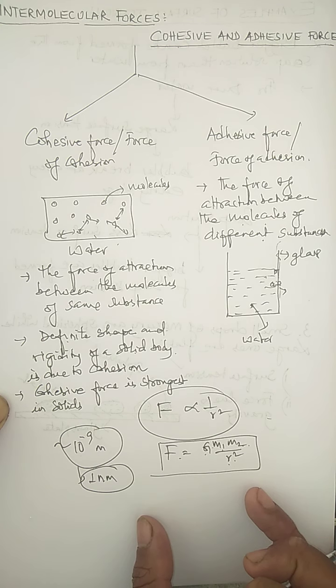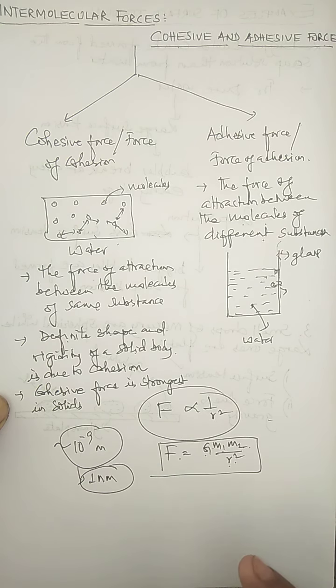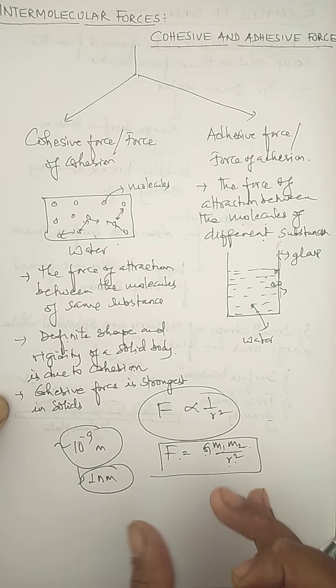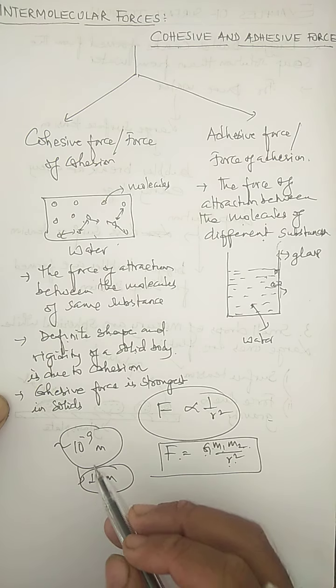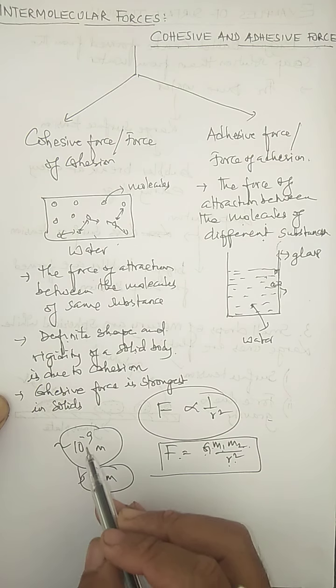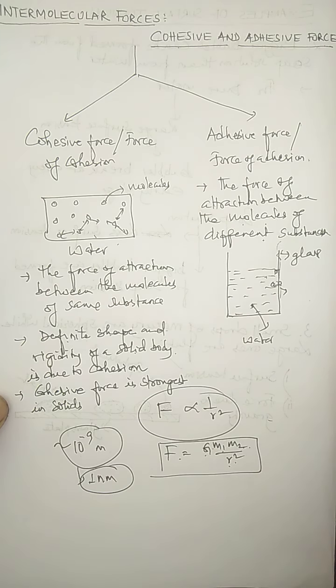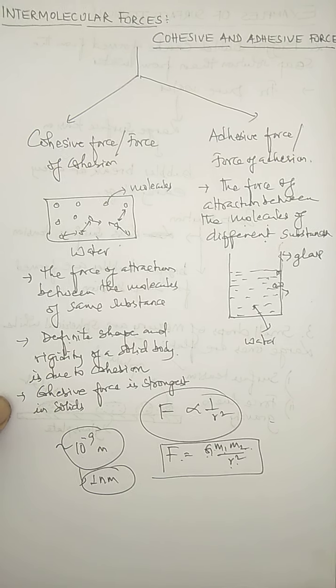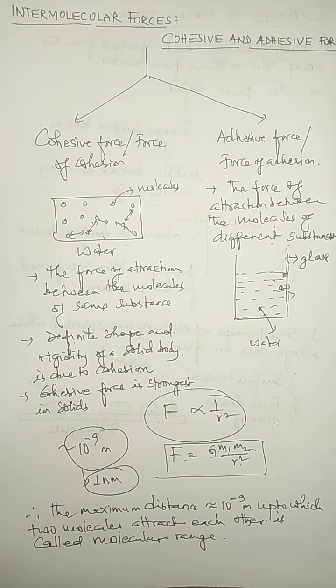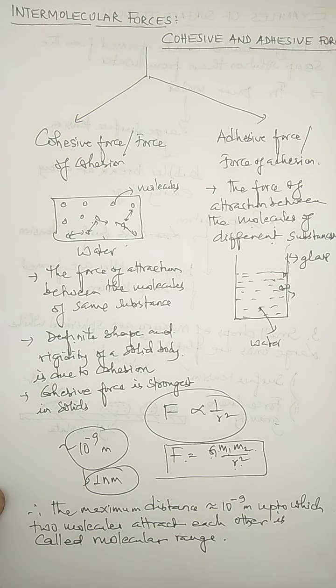As you know, when the molecules come closer within this range of distance, the distance decreases, meaning the force increases. But if the distance between the molecules is more than what? 10 to the minus 9 meter, then this force is almost negligible, because this force between the molecules lies only within a maximum limit of how much? 10 to the minus 9 meter. So children, one important term that you need to note down here: the maximum distance, nearly close to 10 to the minus 9 meter, up to which two molecules attract each other, is called the molecular range.